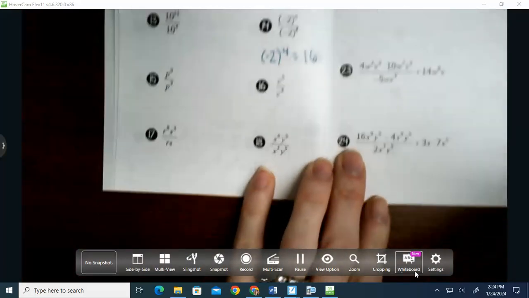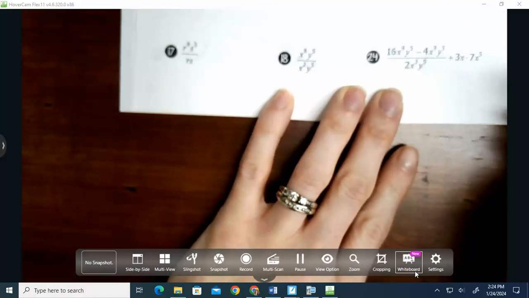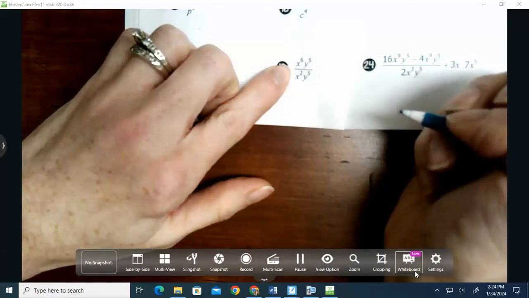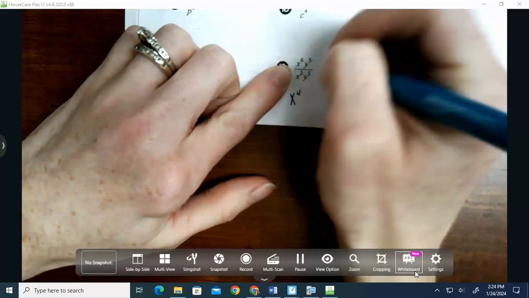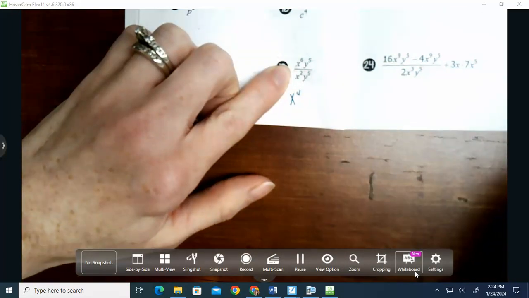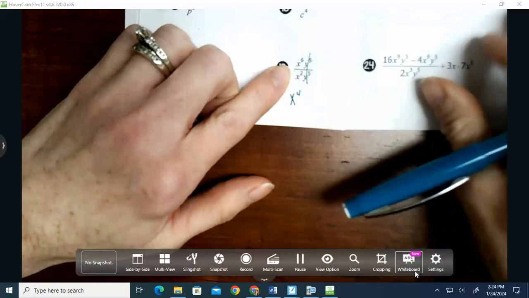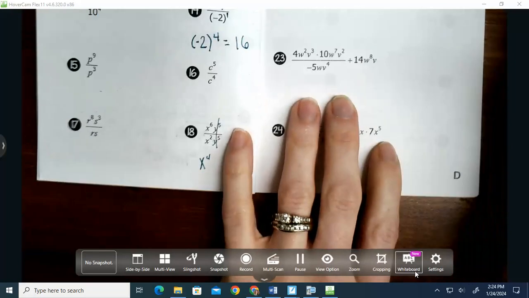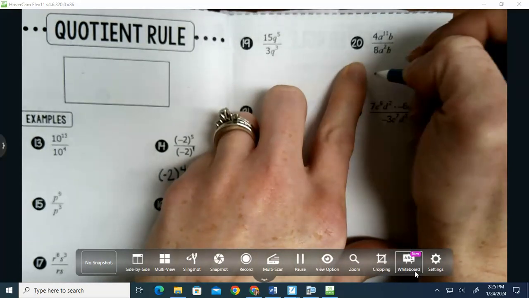Okay, let's go down to number 18. So with my x's, we would have x to the 4th. With the y's, what happens with those? They cancel out, so we just don't put that at all. So the answer is just x to the 4th. All right, number 20. 4 divided by 8, what does that give us?